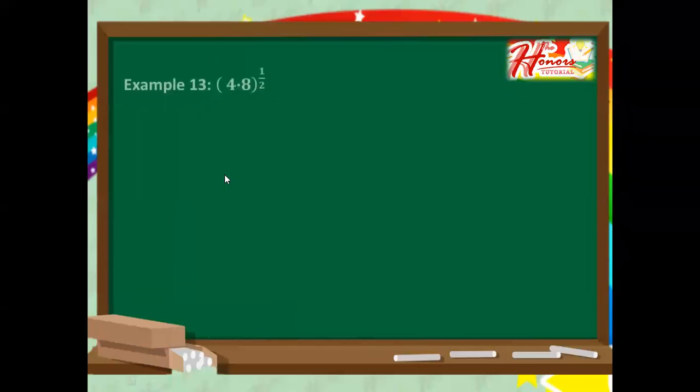Let's have another example. Number 13. 4 times 8, the quantity of 4 times 8 raised to 1 half. There are two ways of solving it. Let's have the first method first. Solution.